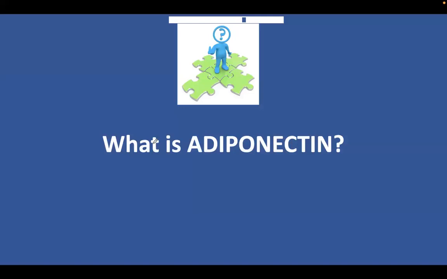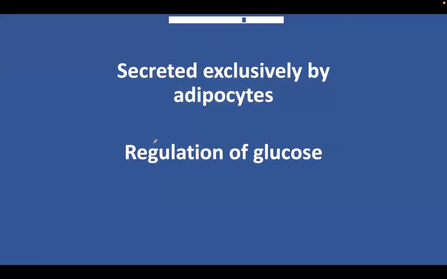And of course, we have adiponectin. This is produced by the adipocytes and plays a very important role in the regulation of glucose. So this is associated with metabolic syndrome and diabetes mellitus.